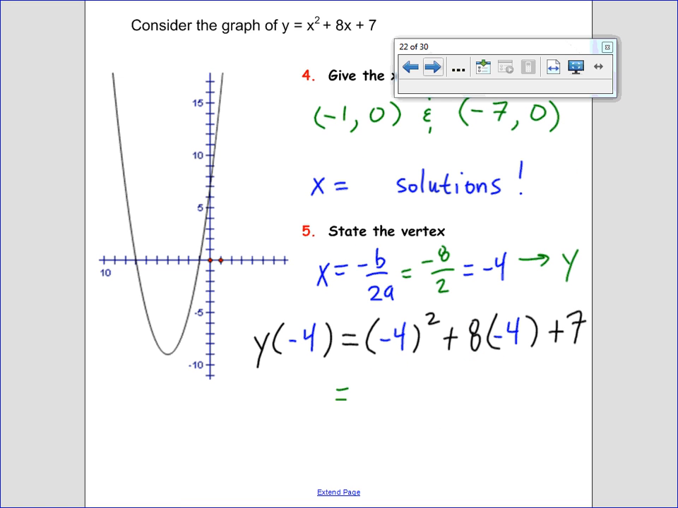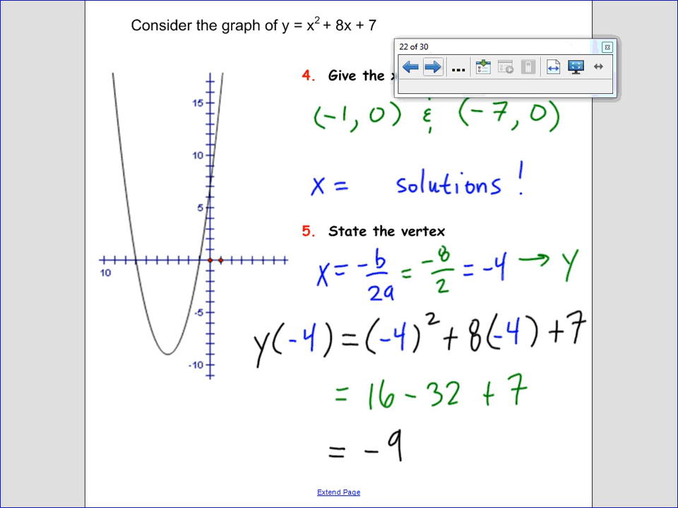-4 squared is 16. Plus 8 times -4 is -32. Plus 7. Combine like terms, I get -16 plus 7 is -9. Is that what you guys are getting? -9? Visually, how are we doing?